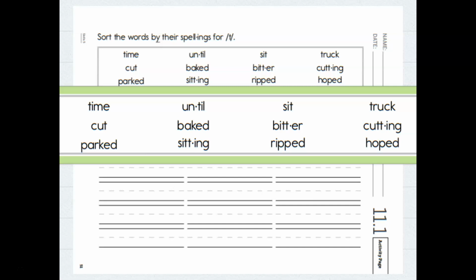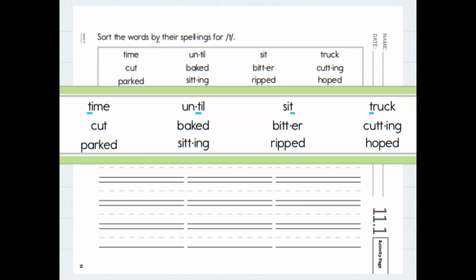The first word is time, time. The t sound in time is spelled with a T. The next word is until, until. The t sound in until is spelled with a T. The next word is sit, sit. The t sound in sit is spelled with a T. The next word is truck, truck. The t sound in truck is spelled with a T.